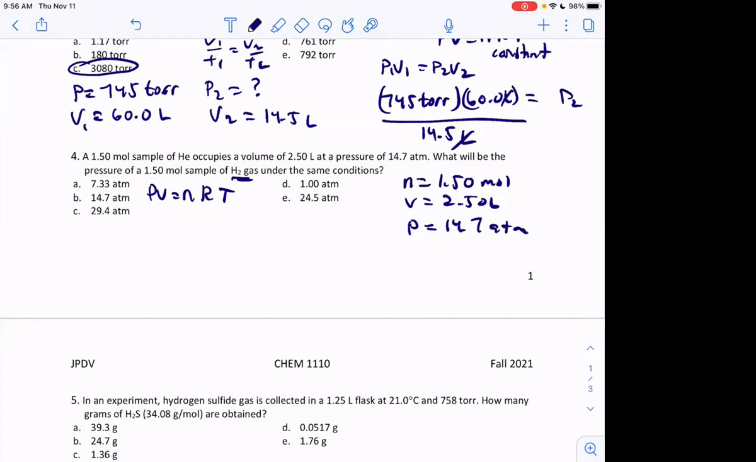Oh, they want to know the pressure. Okay, I see. So pressure is what we're after. I don't remember this question. What will be the pressure? So basically, we're going to have to figure out what, because we're not given something here. We have n and we have V.